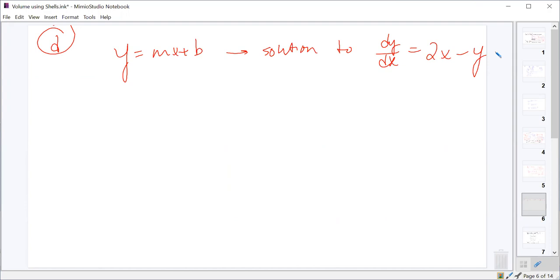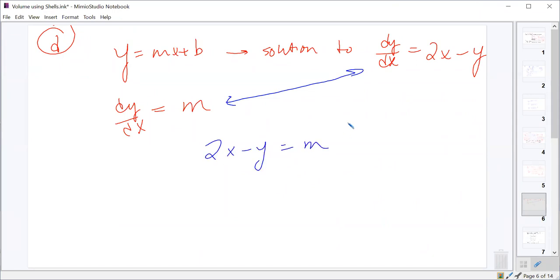Now, if this is the solution to this differential equation, when I take the derivative of this, it should have a slope of 2x minus y, right? What is the derivative of mx plus b, if m and b are constants? M. So that should tell me that I can match these two things up. dy/dx has to be m, but dy/dx is also 2x minus y. And so I can say 2x minus y equals m.